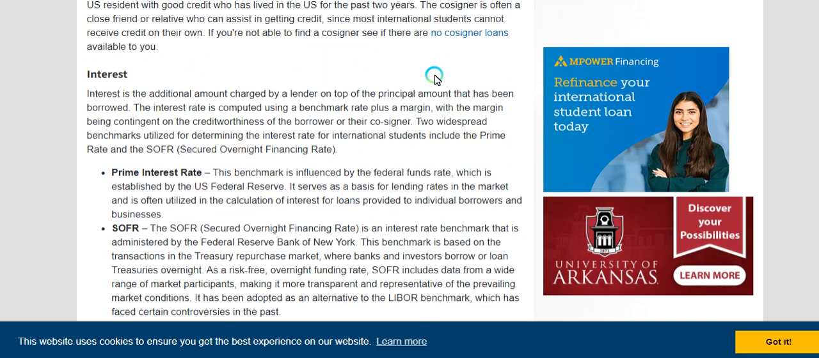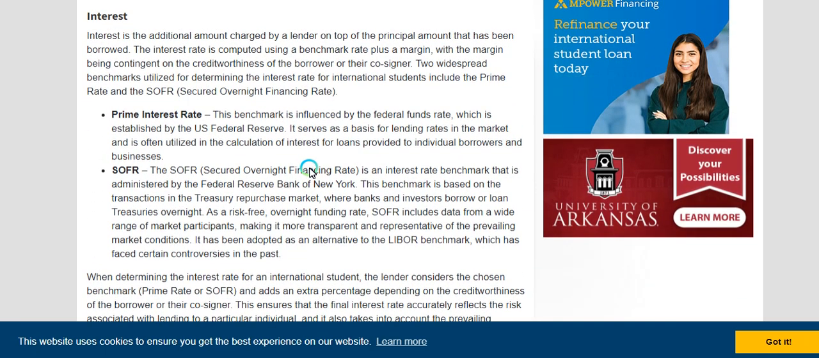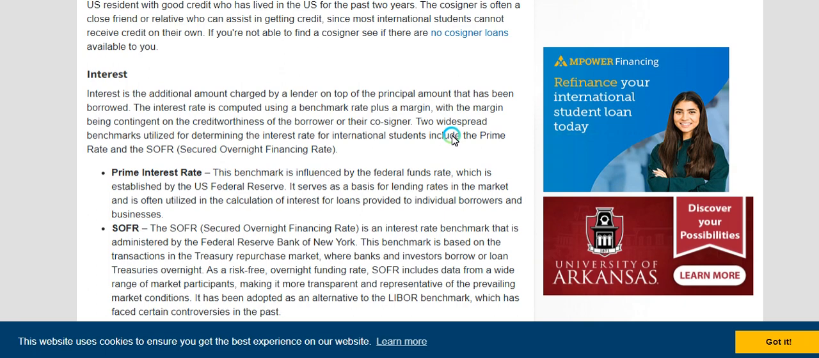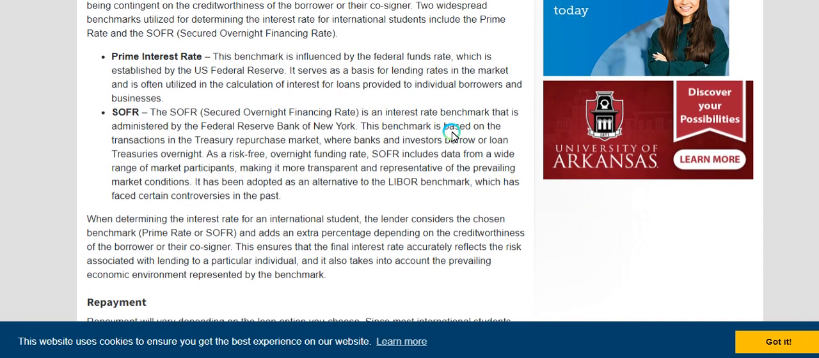What is the prime interest rate? The benchmark is influenced by the federal funds rate, which is established by the US Federal Reserve. It serves as a basis for lending rates in the market and is often utilized in calculating the interest for loans provided to individual borrowers and businesses.